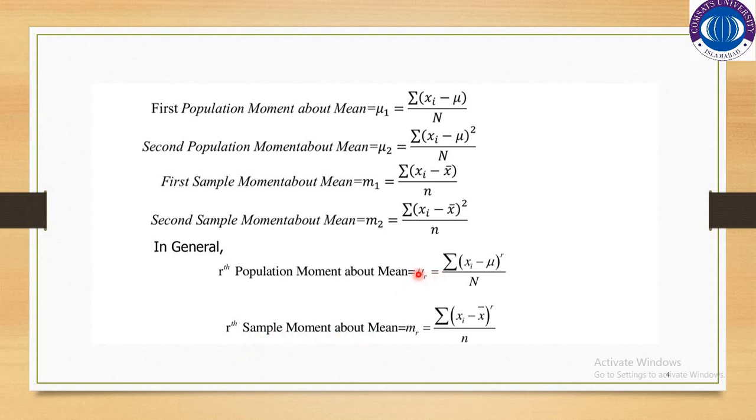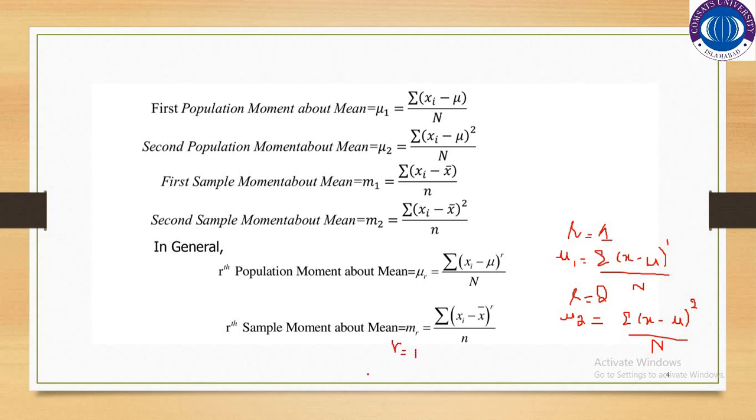When you substitute r is equal to 1, you will get the first population moment, which is mu1. So this is the first population moment by substituting r is equal to 1. When you substitute r is equal to 2, you will get mu2 is equal to summation (x minus mu) whole square over N. Similarly, you can get the third and fourth population moments about the mean as well.